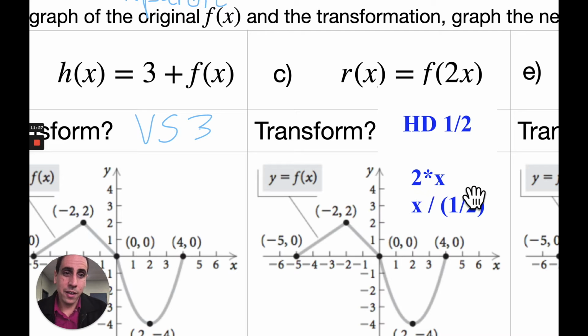So 2 times x algebraically is actually the same thing as x divided by its reciprocal. The reciprocal of 2 is 1/2. The b value is 1/2. The amount that you're going to be horizontally dilating everything is by 1/2.